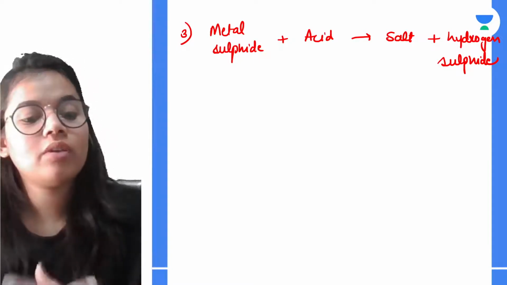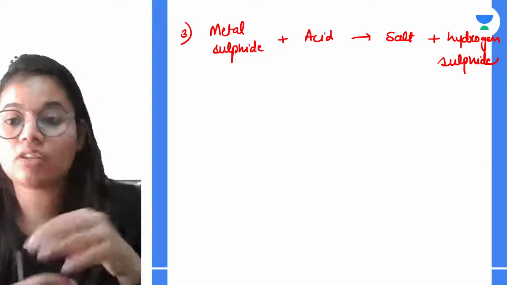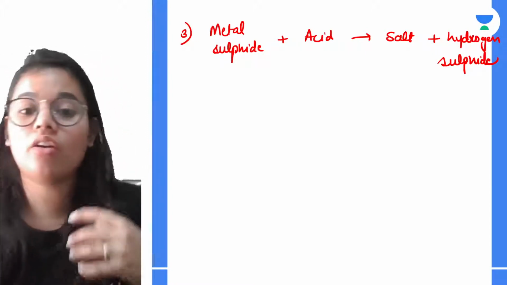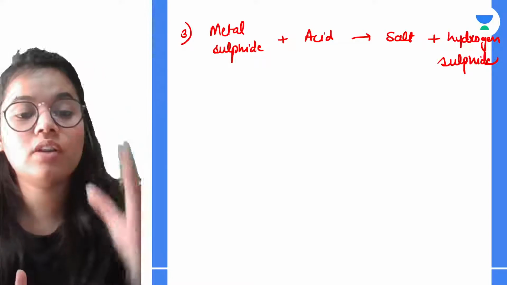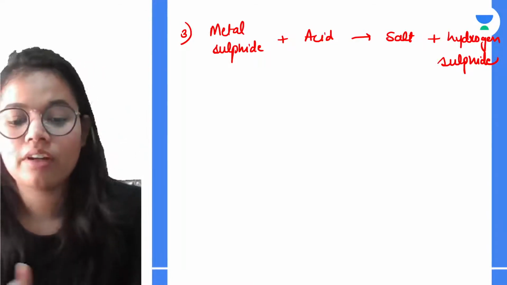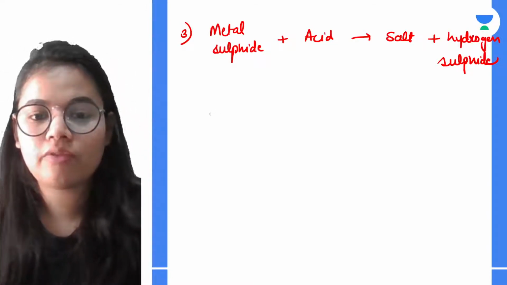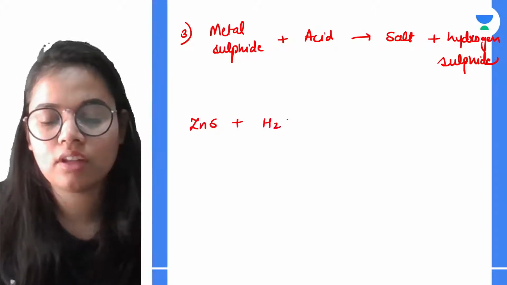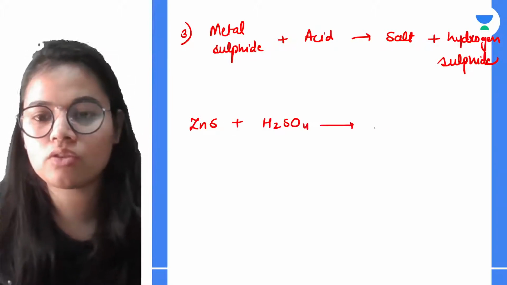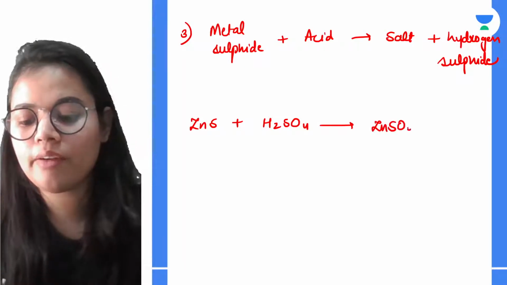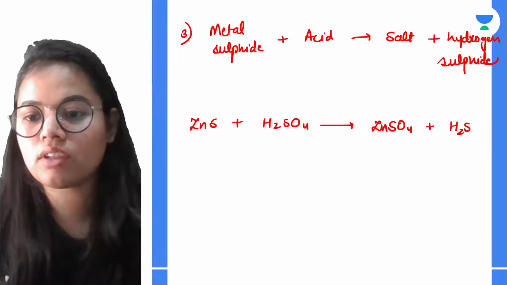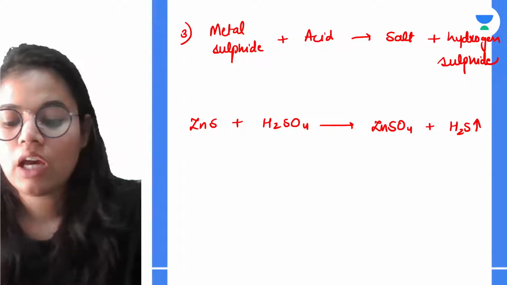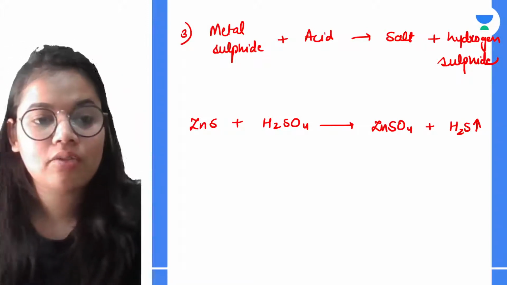So you should know the byproducts that we get: salt, hydrogen sulfide, which type of gas, carbon dioxide, or we do not get any gas. So all these things you need to remember. When any metal sulfide, for example zinc sulfide, reacts with sulfuric acid, what do we get? We get salt, that is zinc sulfate, plus hydrogen sulfide in the gaseous form. Okay, so I guess these things are very much clear.